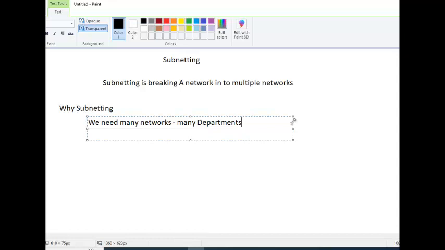See, we do have layer 2 separation. VLANs can provide the real logical separation between one department and another department. But we also want to give different networks to each department. So we need many networks. That is why we are going to do subnetting. What is the advantage?